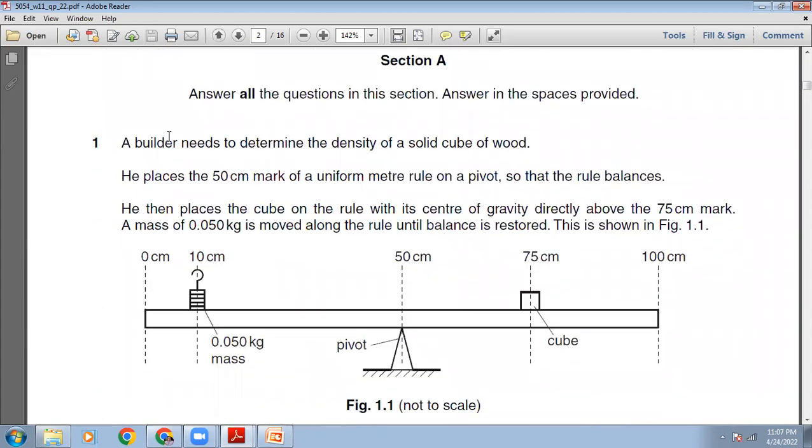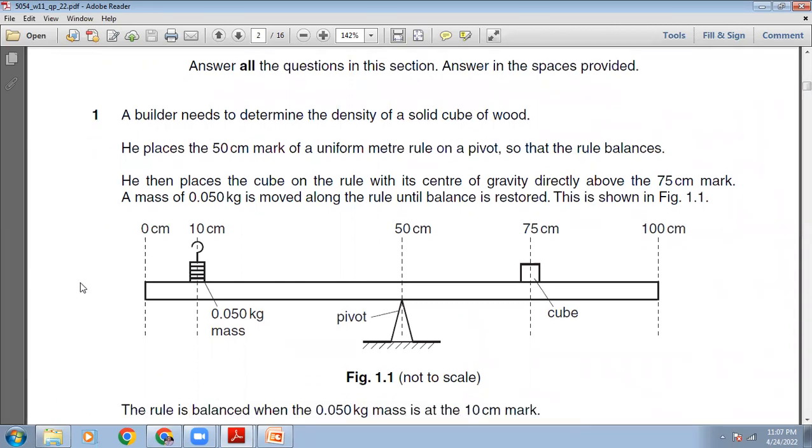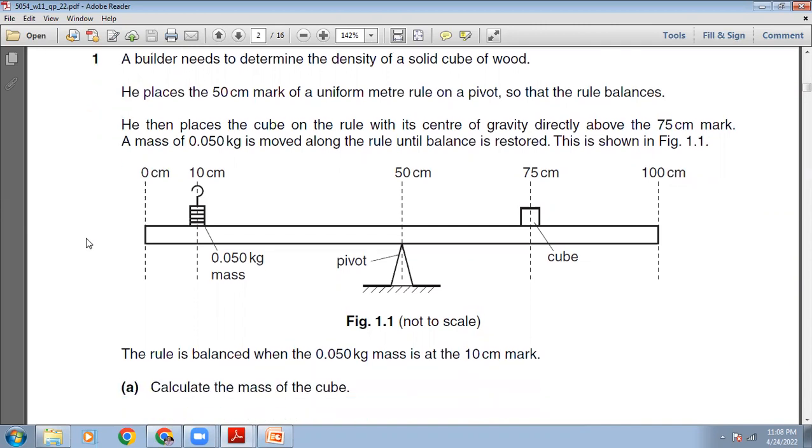So the first question is coming up on your screen. Answer all the questions in this section, answer in the space provided. A builder needs to determine the density of a solid cube of wood. He places the 50 centimeter mark of a uniform meter rule on a pivot so that the rule balances. He then places the cube on the rule with its center of gravity directly above the 75 centimeter mark. A mass of 0.050 kg is moved along the rule until balance is restored. This is shown in figure 1.1.